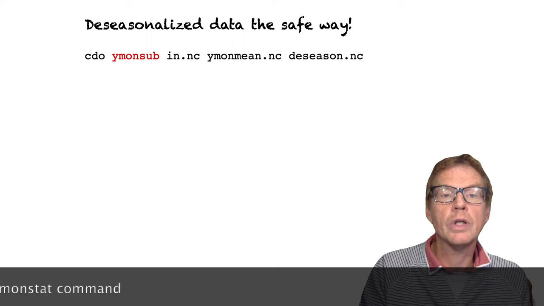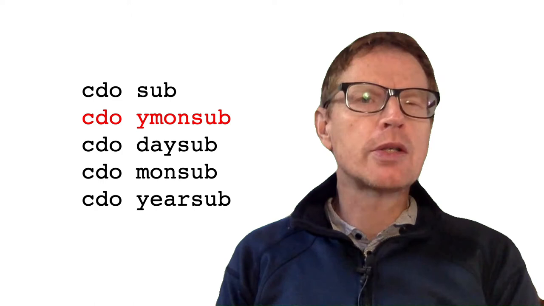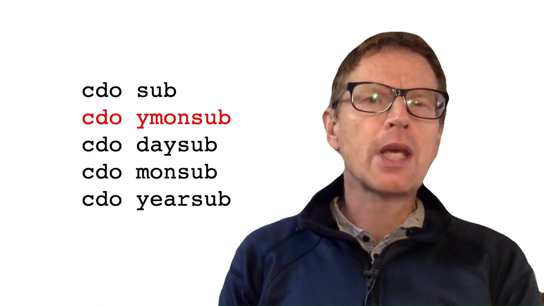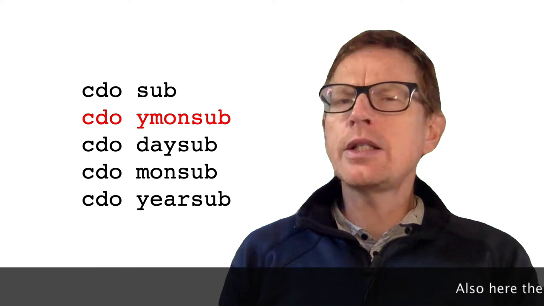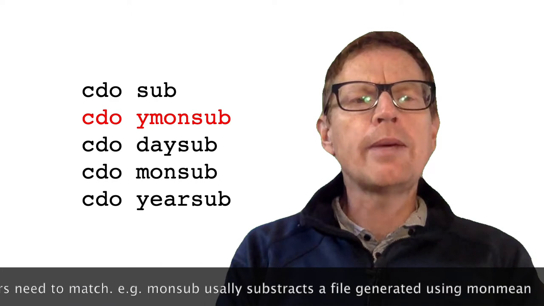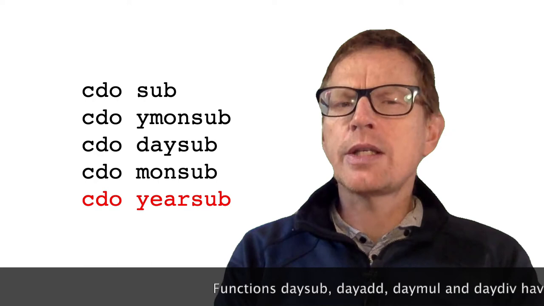This is for monthly subtractions, but of course we can do the same thing if we have a daily seasonal cycle. So let's look at the range of commands that allow us to lock in the timestamp used in the comparison. So here I'm using the example of sub for subtract, but of course this applies to all of the mathematical commands of addition, multiplication, and division. So in addition to CDO sub, for example, we also have CDO ymonsub that we've just seen for seasonal cycle manipulation. We have the newly added daysub, we have monsub, and then we have yearsub finally. Now all of these allow us to lock in the time of the comparison.